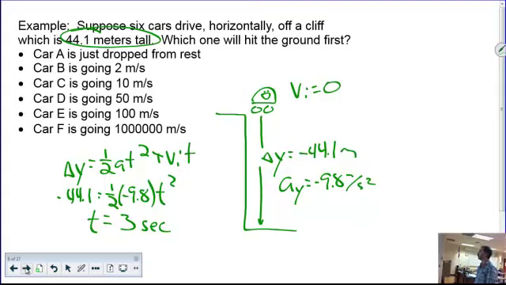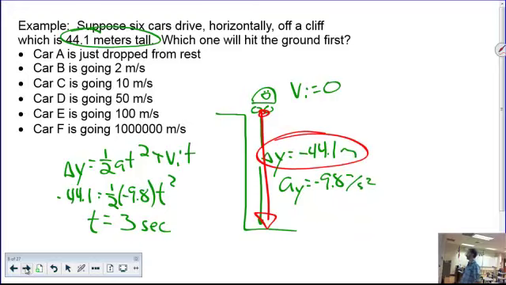So what this is telling us is that if you drop an object from rest, it will take 3 seconds to fall down 44.1 meters. So car A is going to hit the ground in 3 seconds. Now, what rule number 2 tells us is that cars B, C, D, E, and F that are traveling horizontally are still going to take 3 seconds to fall. The only difference is the faster they're going, the farther they go this way during those 3 seconds.